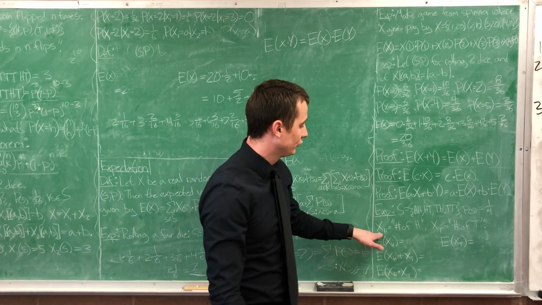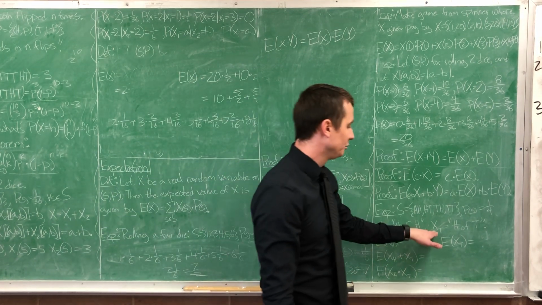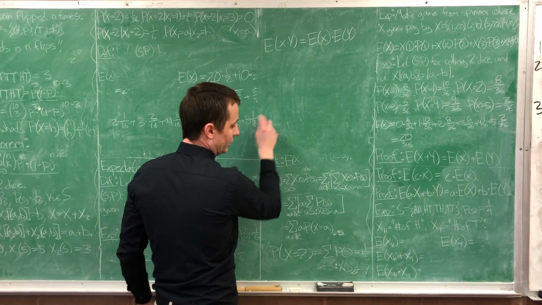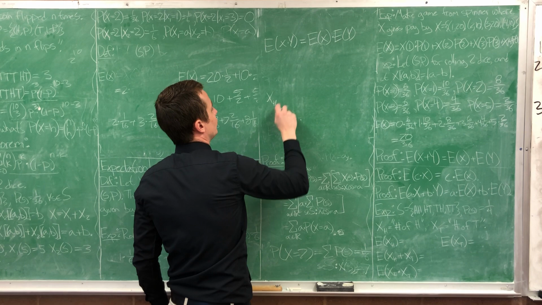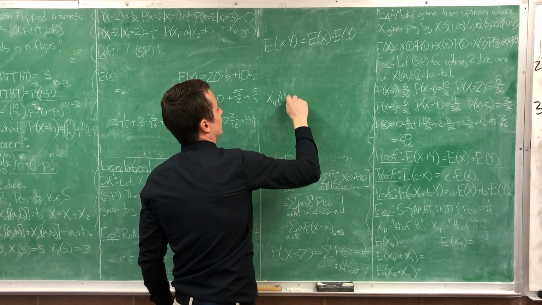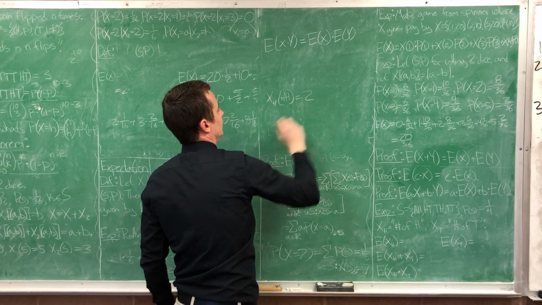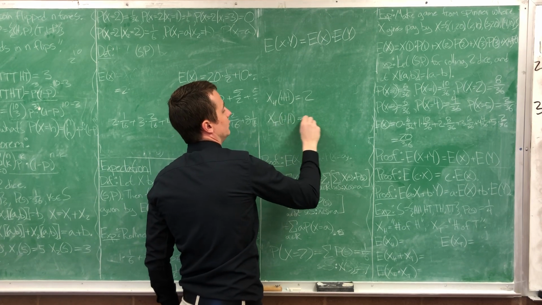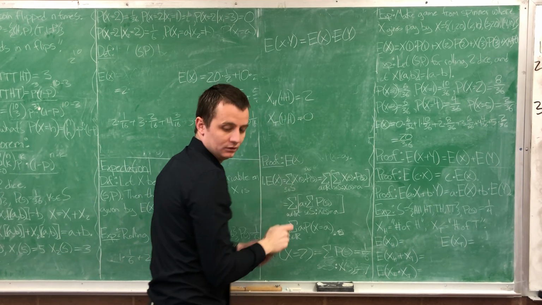Now X_H is going to count the number of heads, X_T is going to count the number of tails. Let's just make sure we're getting this really quick. What is X_H of HH equal to? 2. What's X_T of HH equal to? 0. Make sense?